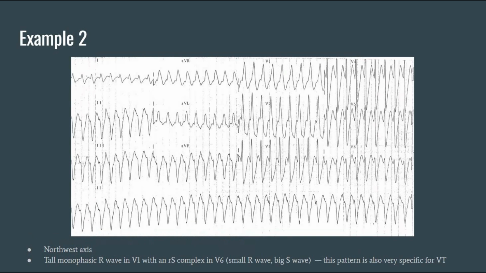Example 2. Here, the ECG demonstrates a northwest axis, which is a hallmark of VT. You'll also notice a tall monophasic R wave in lead V1 paired with an RS complex in lead V6, a small R wave followed by a large S wave. This pattern is highly specific for ventricular tachycardia.